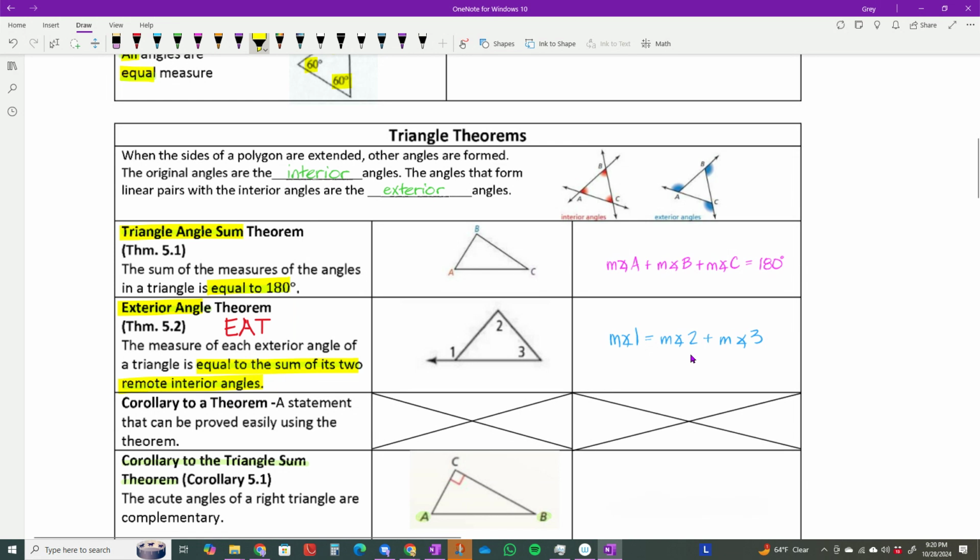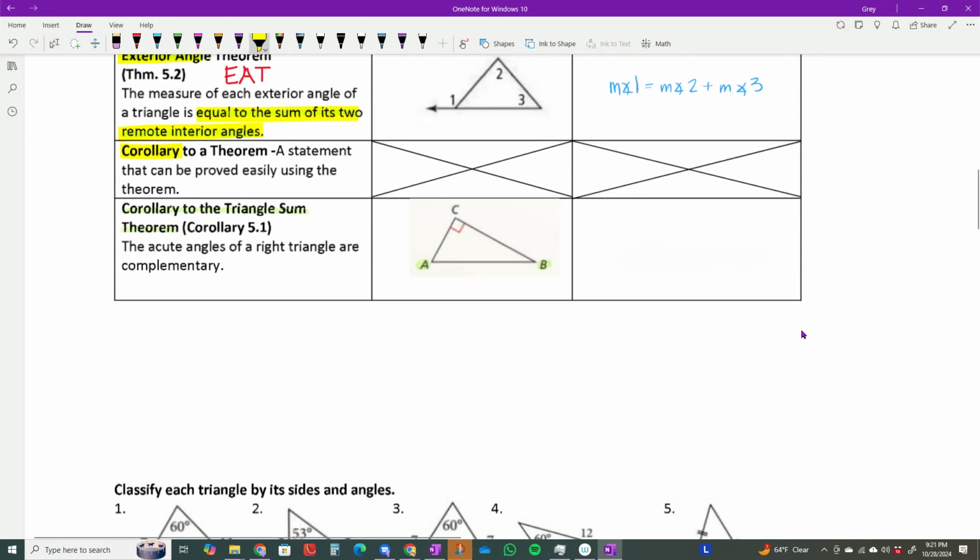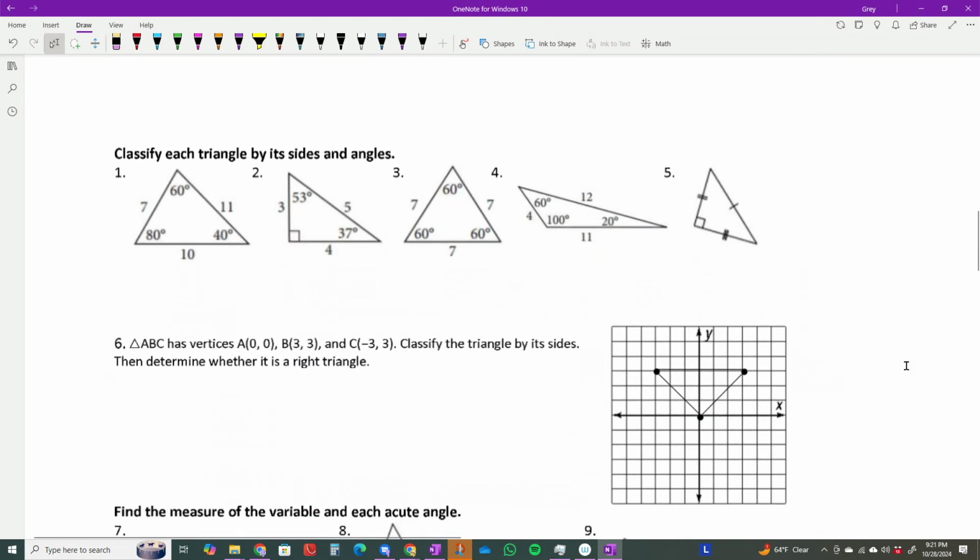Now, something we haven't mentioned before, we have corollaries, which are basically statements that can be proven easily with a theorem. The first corollary we have is a corollary to the triangle sum theorem. It tells you that the acute angles of a right triangle are complementary. So in this case, it's going to say that the measure of angle A plus the measure of angle B is equal to 90. You can see that C is 90 degrees, so if you added them all up, it would be 180. You can always use that. This just saves you a little bit of time in your math, and it's a little bit faster.